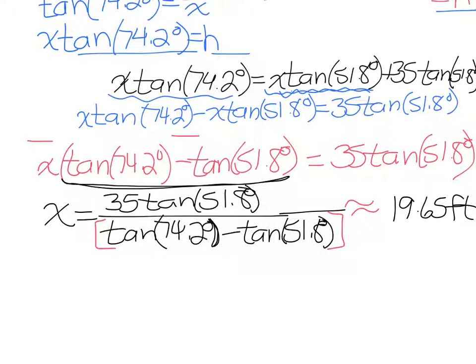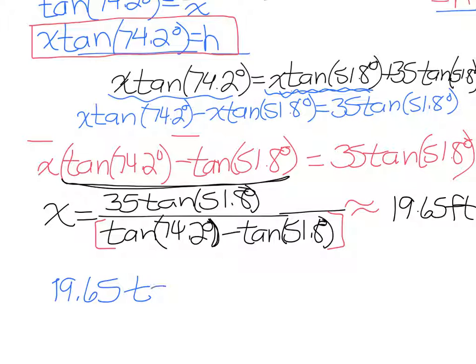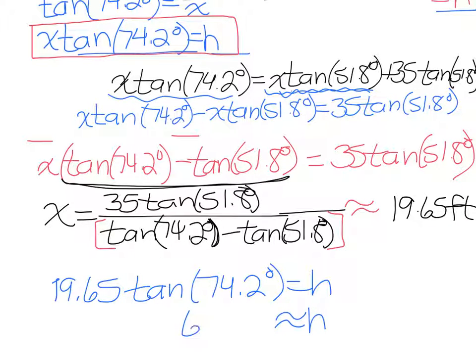But guess what? x isn't really what we're solving for. What we really want to solve for is the height of the building. So if you recall up here, we can go back up to this equation and say 19.65 times the tangent of 74.2 degrees equals h, and if you do that properly, you'll find out that h is approximately 69.451 feet, or 69.5 feet.